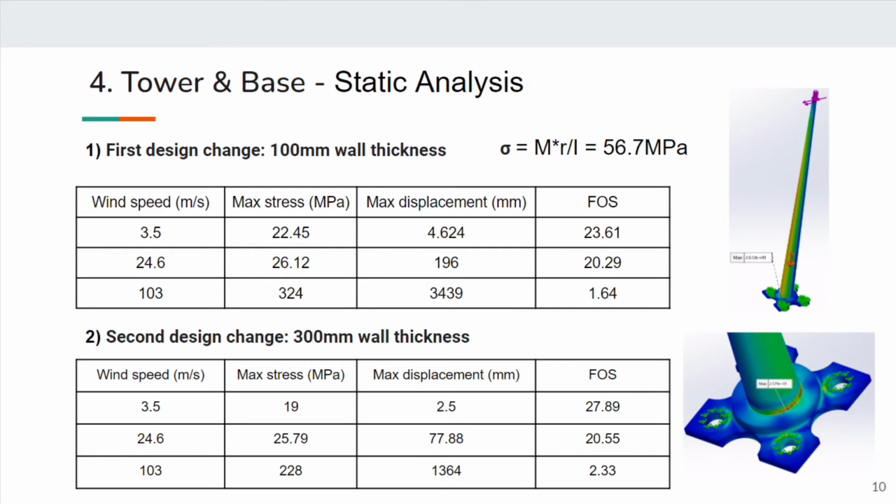Static analyses are performed under different wind speeds. Corresponding maximum stress and displacement are calculated. High stress areas are located at the bottom of the tower. The overall FOS is high for both models under all wind conditions, but as we increase the wall thickness to 300mm, the displacement at the top of the tower drops significantly. The closed-form solution is different from the simulation result. This is mainly due to the different structure of the beam we analyze.